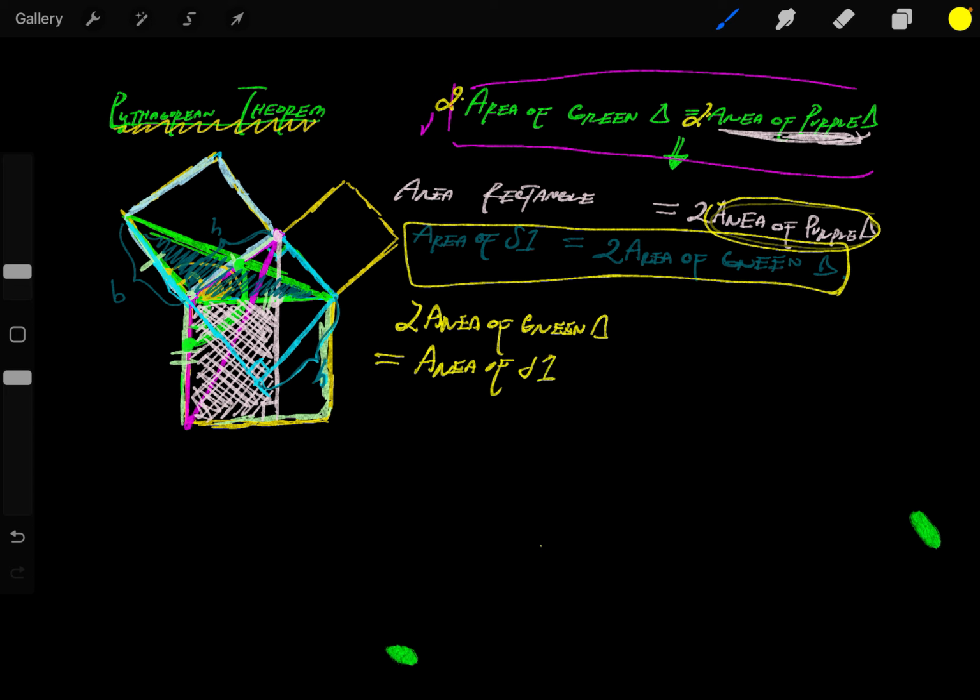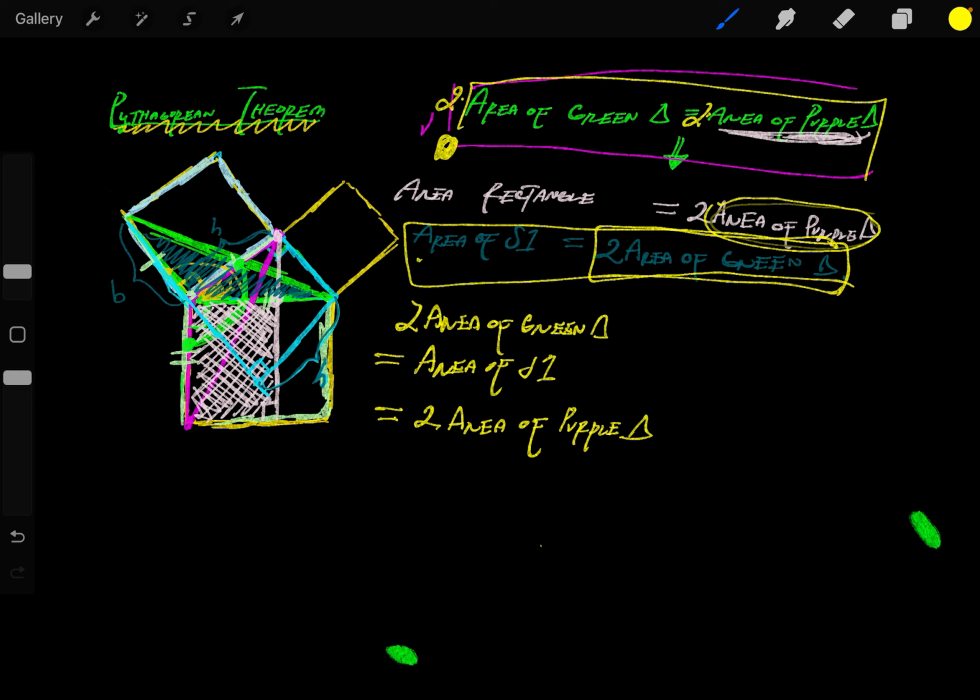And then 2 times the area of the green triangle is equal to 2 times the area of the purple triangle. So I'm using this, right? Because I have, again, 2 times the area of the green triangle, I use this one. 2 times the area of the green equals the area of square 1. I just made that argument from, let's say, statement 1.